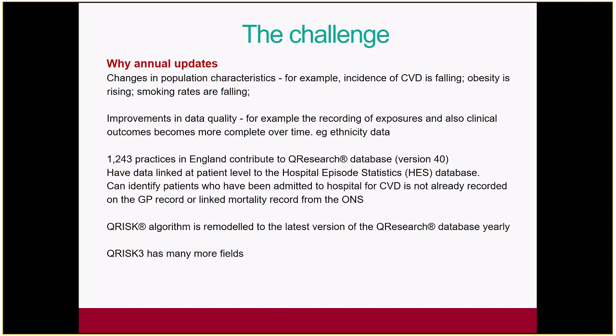So recording of ethnicity data, for example, has really improved over the years. Because there's more complete data sitting out there, the actual indications that ethnicity has on their risk score are better understood. So because that's got better, QRISK has become more robust.